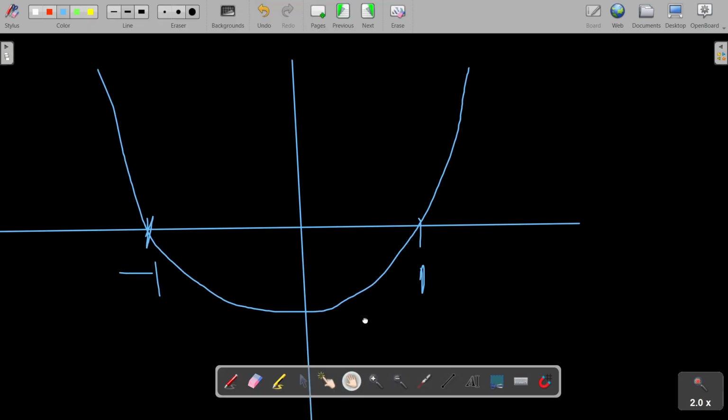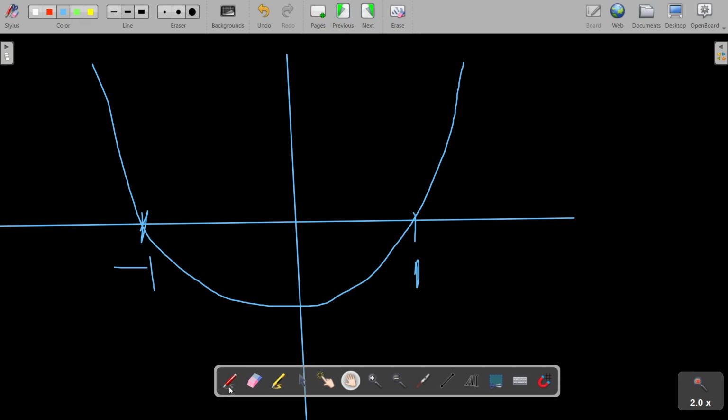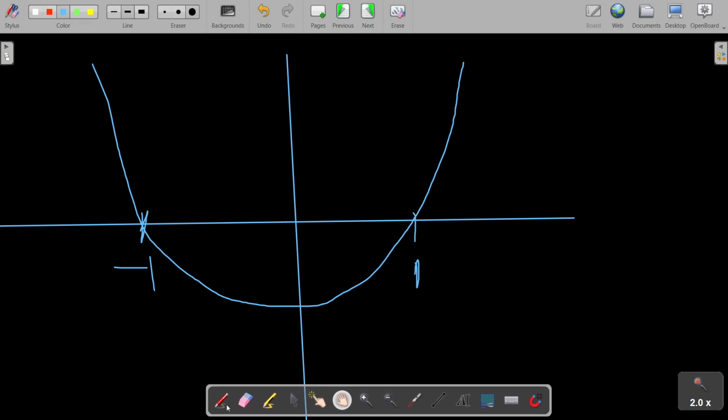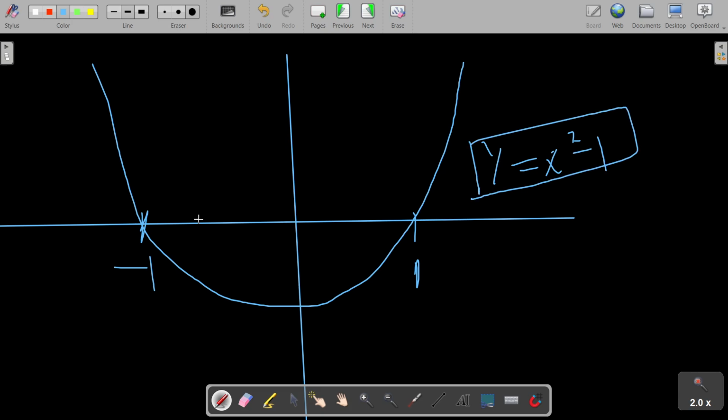You can see that. So y is equal to x squared minus 1. The curve of y is equal to x squared minus 1 looks like this.